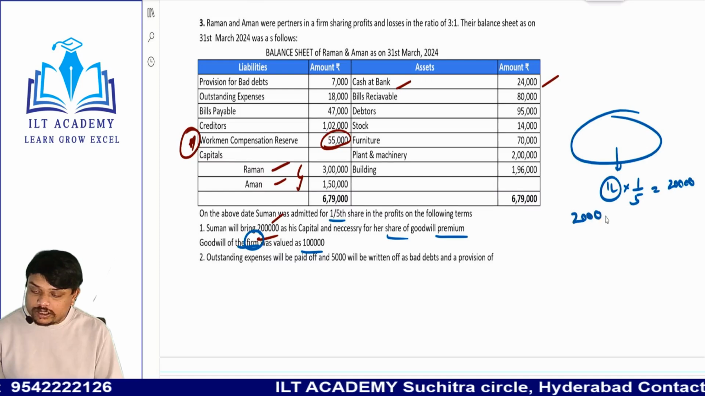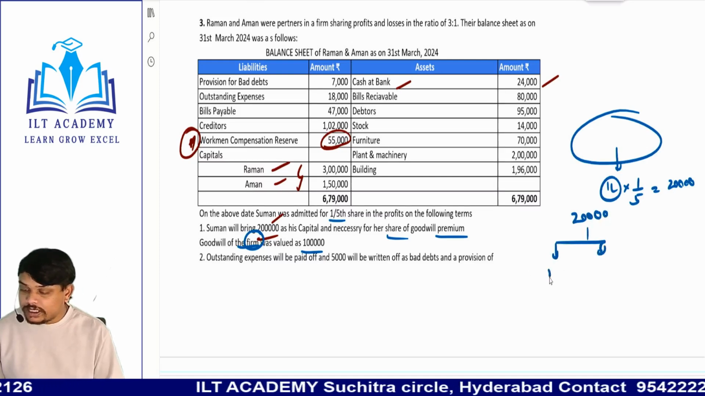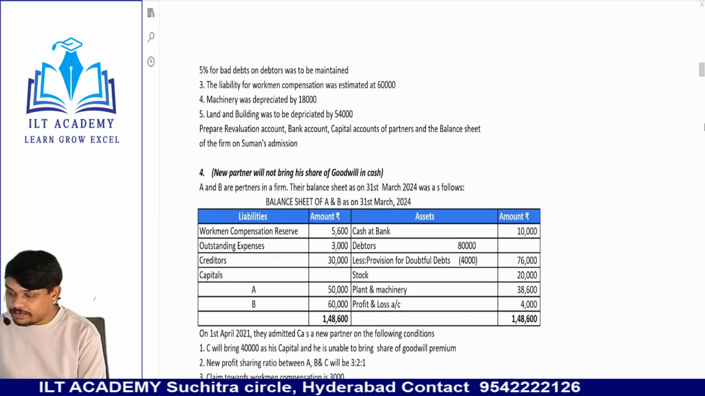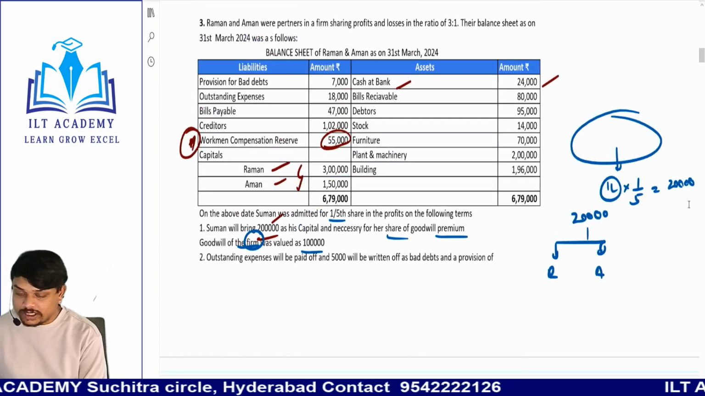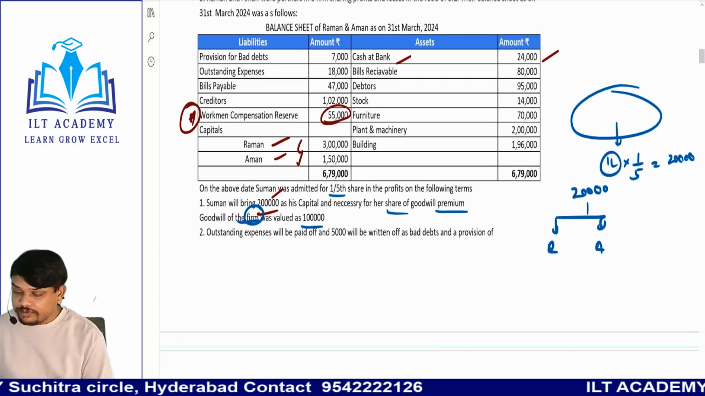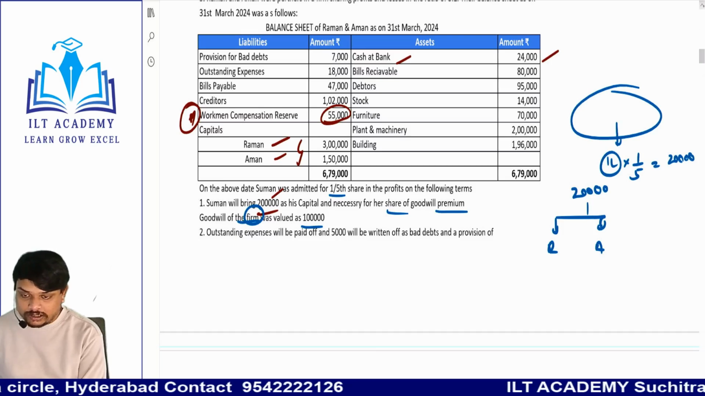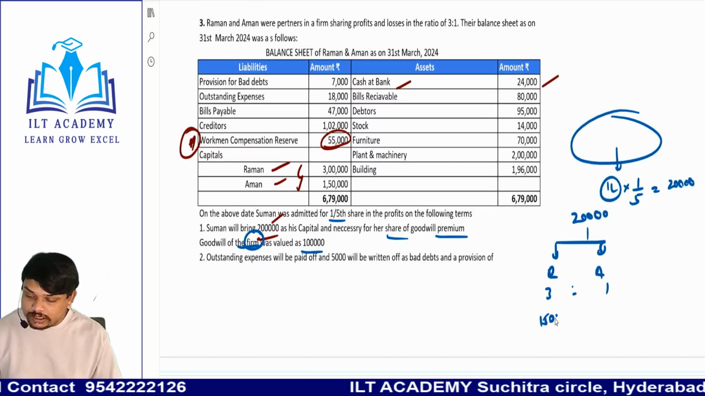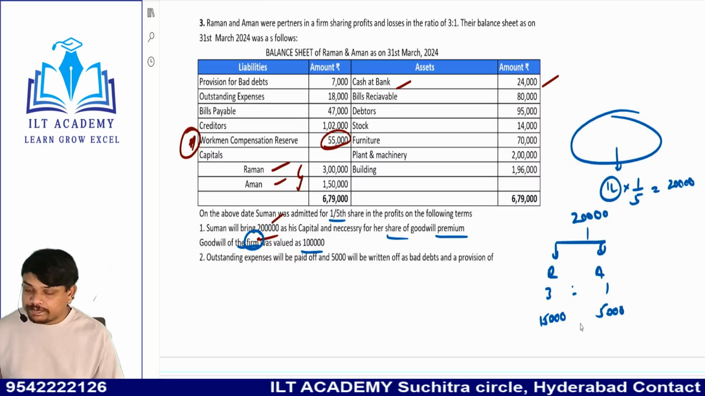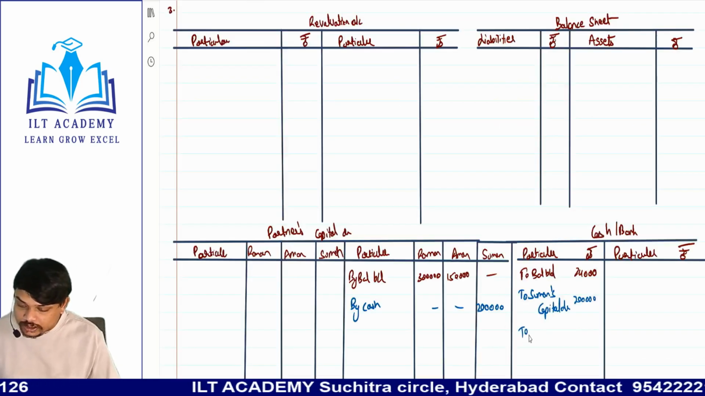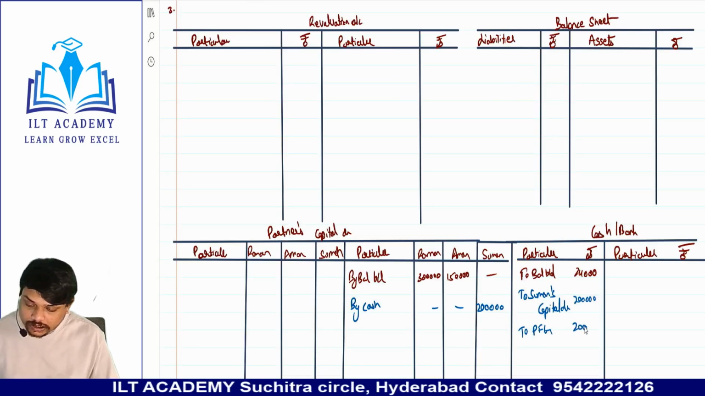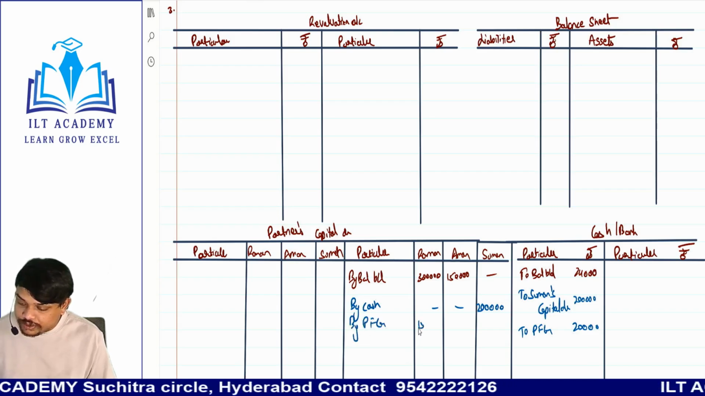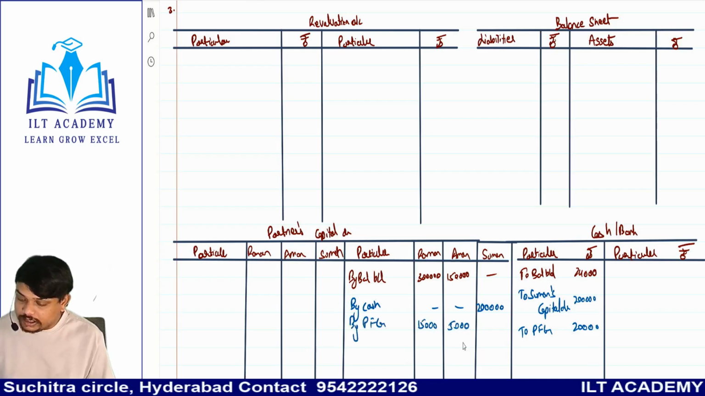So the 20,000 goodwill will be distributed among whom? Raman and Aman in their sacrificing ratio. The question consists of only a normal part, and the old ratio is as usual 3:1. So here cash to premium for goodwill 20,000, and by premium for goodwill 15,000 and 5,000.